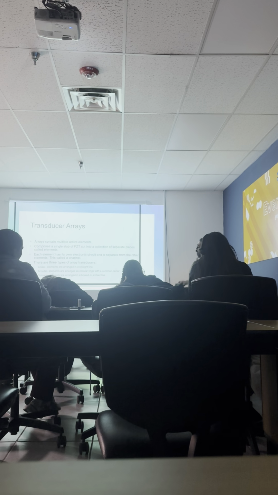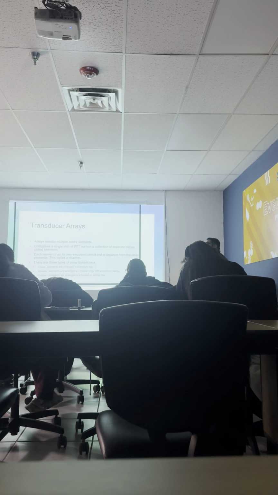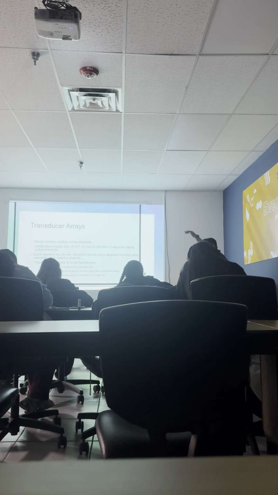And then we have a convex probe, which is like a linear probe, but it's curved outward, right? Which makes our image shape like a blunted pie shape.